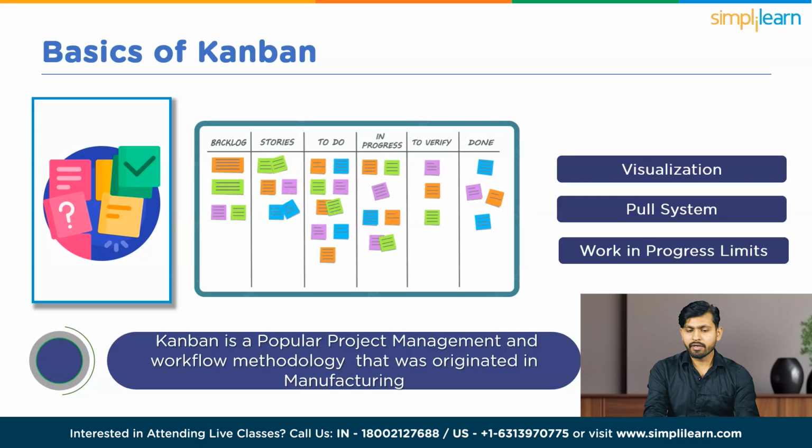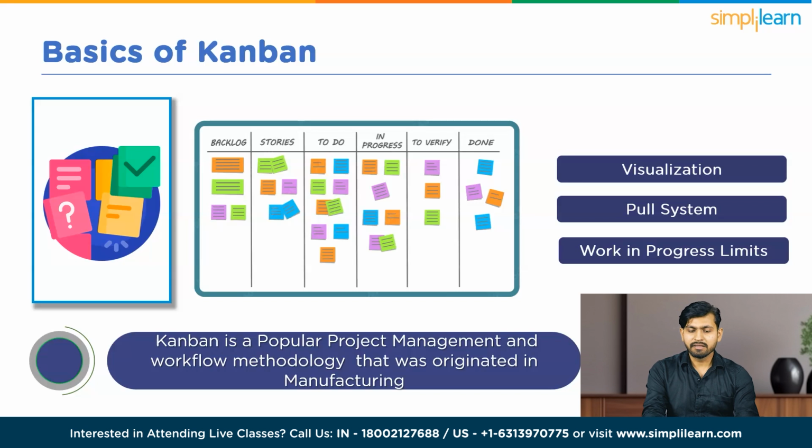Next comes work in progress limits. Imagine juggling but with a twist. Kanban introduces WIP limits, like saying, hey, you can juggle these balls at a time and no more. It's about not overwhelming yourself or the team. Instead, it's about keeping a manageable pace, finishing what you have started before grabbing more. It's the secret sauce for your steady progress.